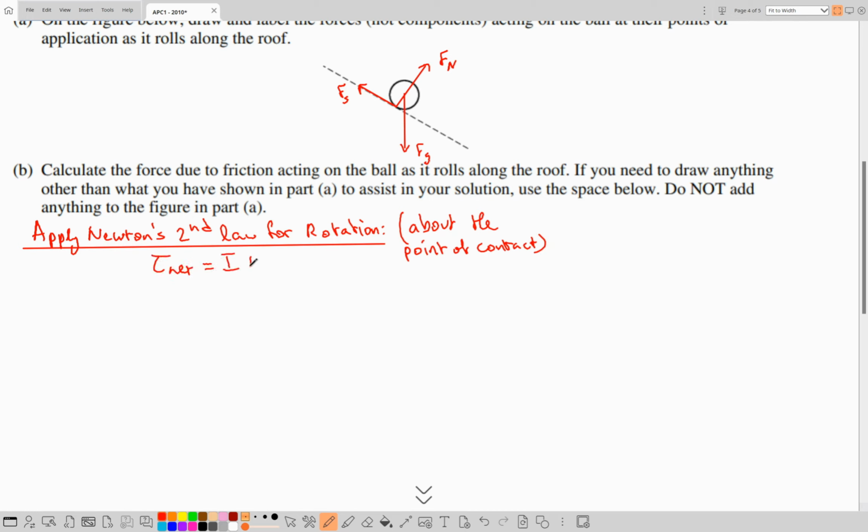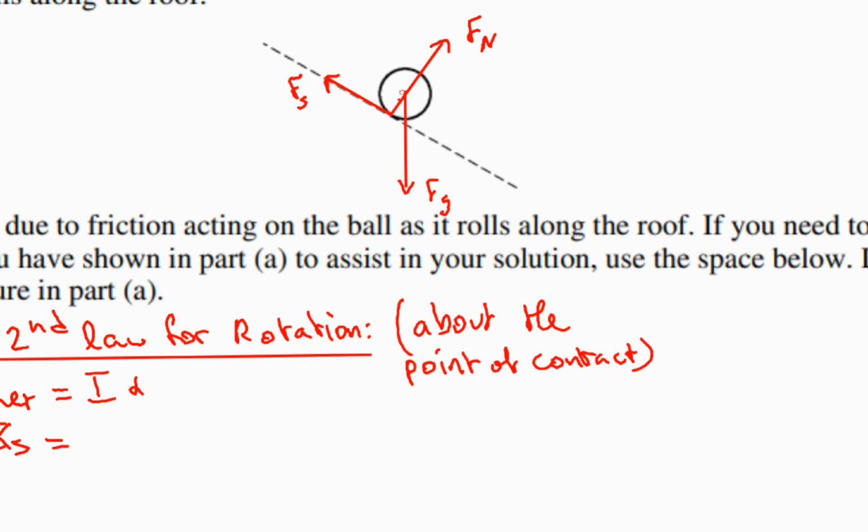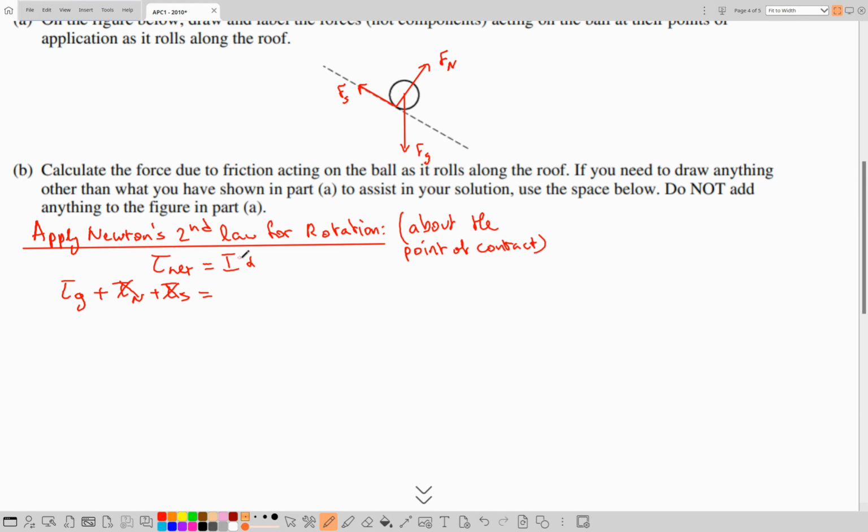Now, what are the different forces acting on the sphere? We have the torque produced by Fg plus the torque produced by the normal push plus the torque due to the static friction is equal to I alpha. Now, these two are directly eliminated, because if we're working about this point, the line of action of both forces passes through this point.